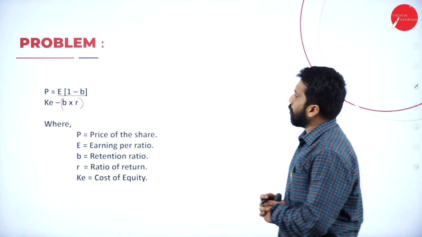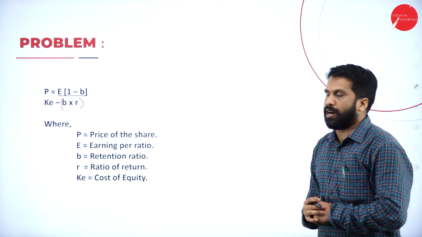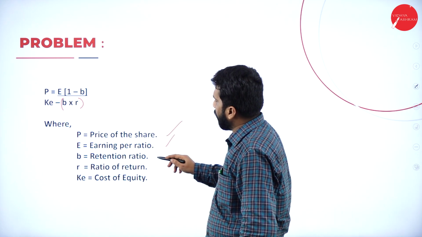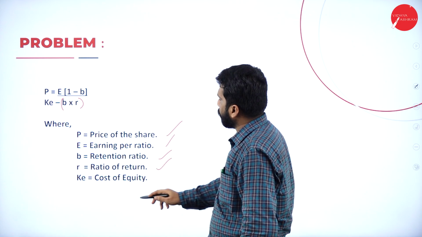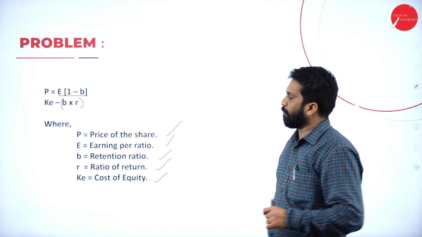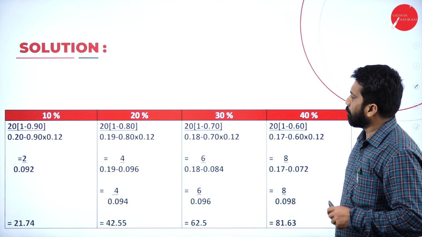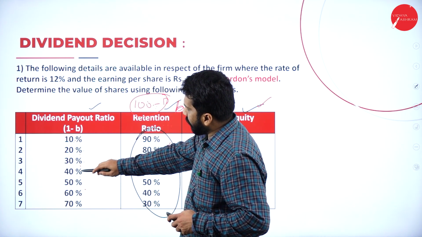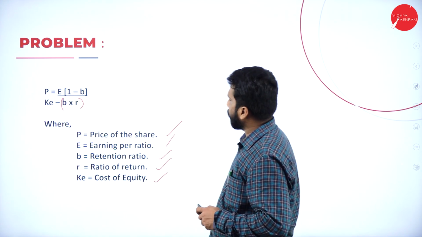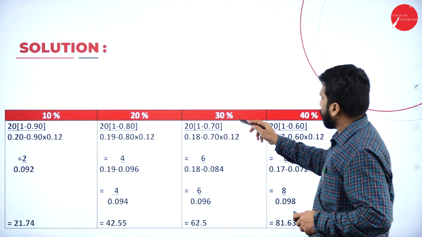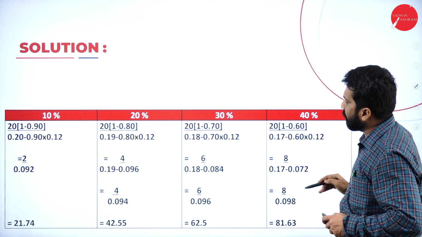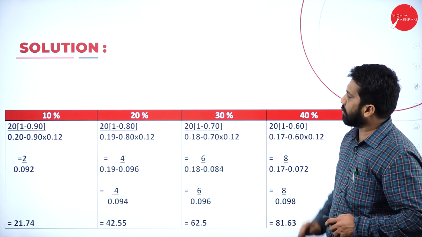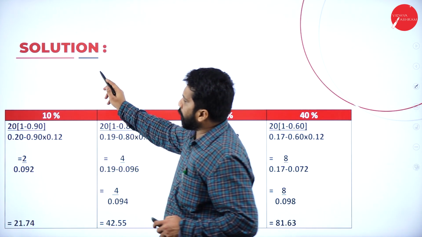E1 minus B, cost of equity minus B into R. Now, P for price of the share, E for earning, B for retention ratio, K for cost of equity. Now, see, you have in the question 10, 20, 30, 40, 50, 60, 70. I don't have space here. That's why 50, 60, 70. Clear? Yes. Now, write down the formula.